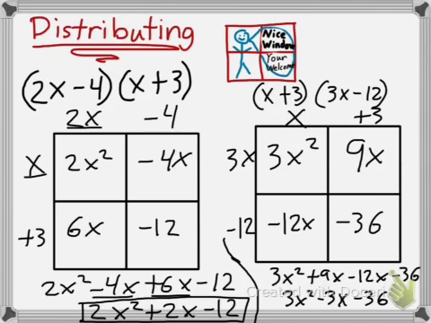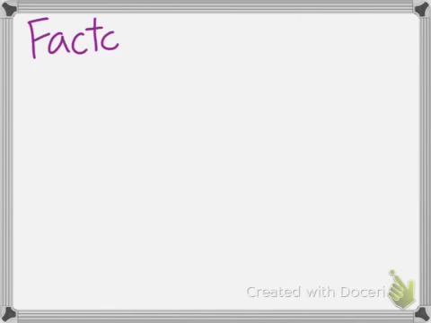You may notice that the 3x squared and the negative 36 are the same as were in the original box. However, the 9x and the negative 12x do not end up in our final result because we had to combine the like terms. This will be helpful to notice as we move on to factoring. So let's do that right now.